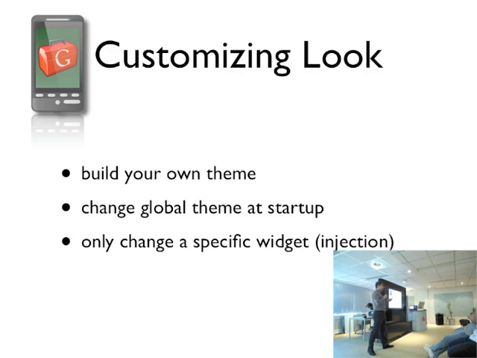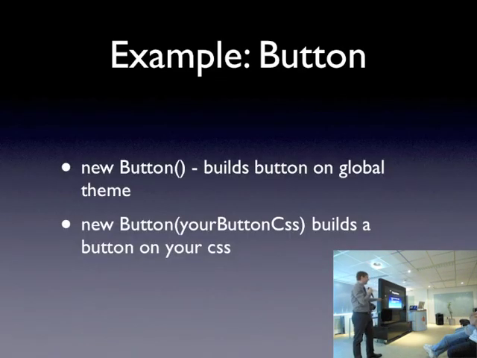If you want to customize the looks of MGWT, you can easily build your own theme and set this global theme at startup, and all your widgets are going to use your theme instead of the themes we supply. You can also just change a specific widget, one or two. And there's a simple pattern throughout the whole framework. If you're constructing a button like this, you're just going to end up using the global theme. If you construct a button like this and pass in your own instance of your own styling, it's just going to use that one.